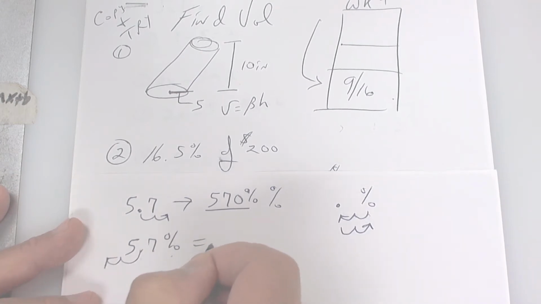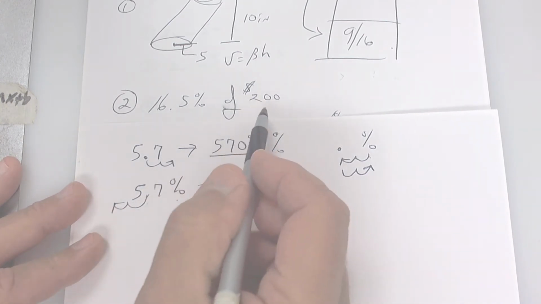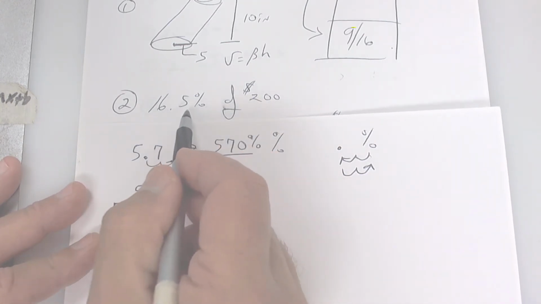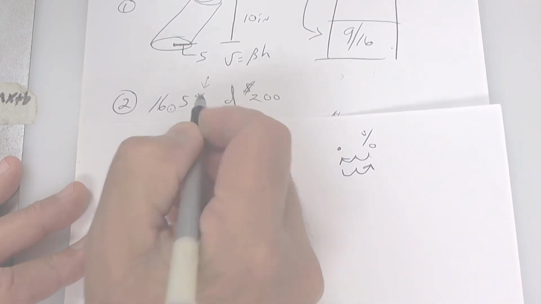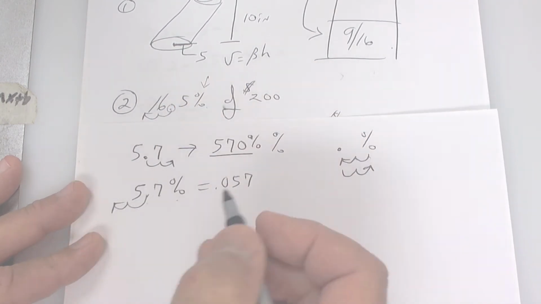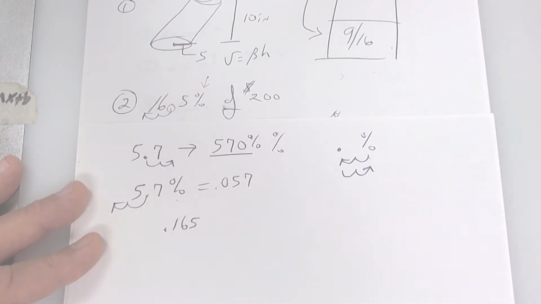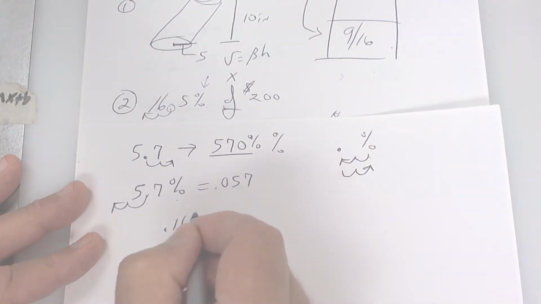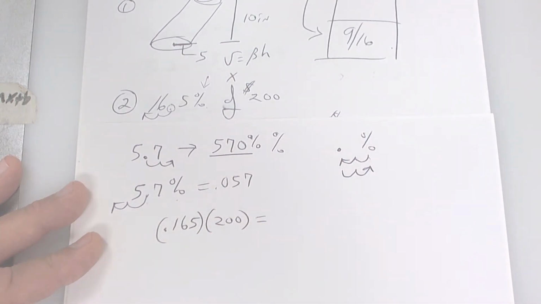So it becomes 0.057 as a decimal. Okay, make sure you know that. So look at this one right here. We need to change this to a decimal. And you say, well, it's already a decimal. True, but we want to get rid of the percent. So we're going to go 2 places this way. So it's 0.16 or 0.165. Of means multiply, so times 200. And then you use your calculator. Okay?